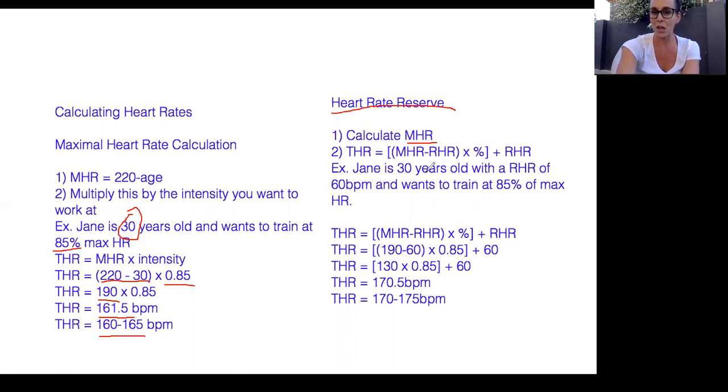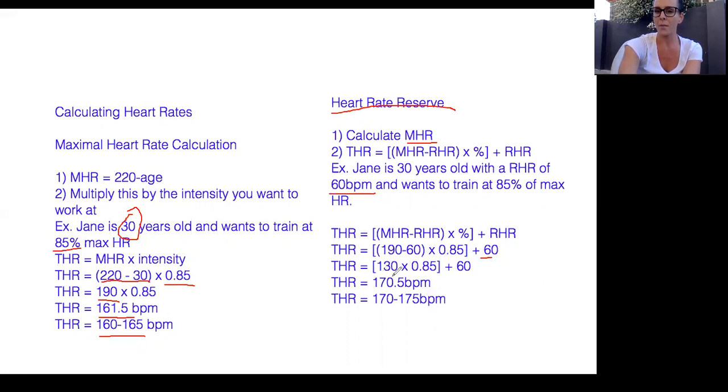So we've got Jane again, 30 years old, still wants to work at 85% of her maximal heart rate, but now we know her resting heart rate is 60 beats per minute. So following the equation, target heart rate is equal to maximal heart rate minus resting heart rate, times the percentage, and then add on the resting heart rate. So her maximal heart rate, as we calculated just before, is 190. That's 220 minus 30, which is her age. So 190 minus 60, because that's her resting heart rate. She wants to work at 85%, so 0.85, and then we add back on that resting heart rate again over here.